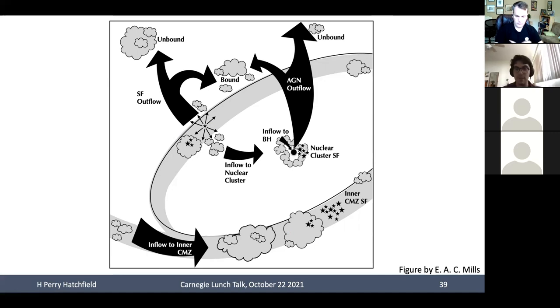That then drives AGN outflows if the black hole at the galactic center turns into an AGN, which is then very important for influencing our galaxy and the extragalactic region that we live in. So this inflow rate actually feeds into all of these other mechanisms, and we can't really constrain any of these mechanisms without having a good idea of the inflow rate.